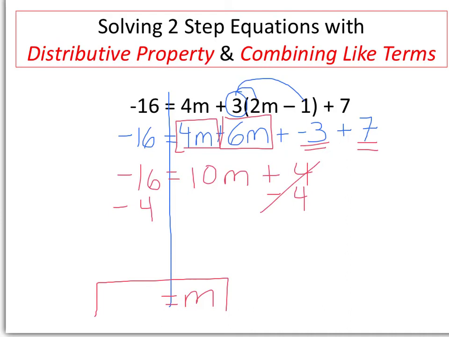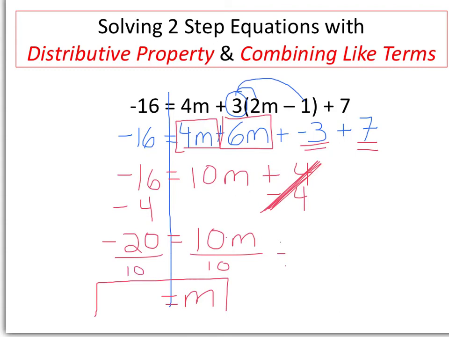Negative 16 plus negative 4 is negative 20. And on the right, we just have to bring down the 10m. The 4's have canceled out. This is 10 times m, so to cancel out that 10, we divide by 10 on both sides.